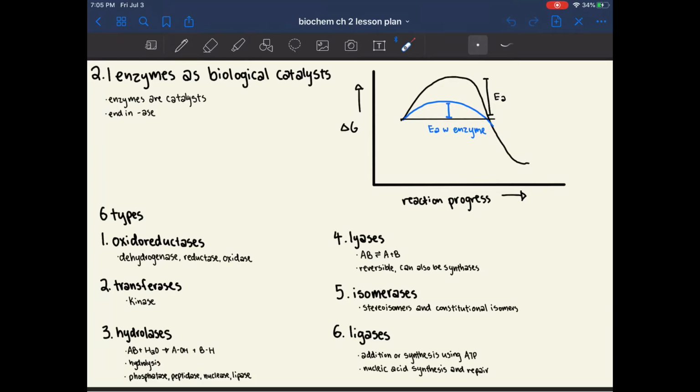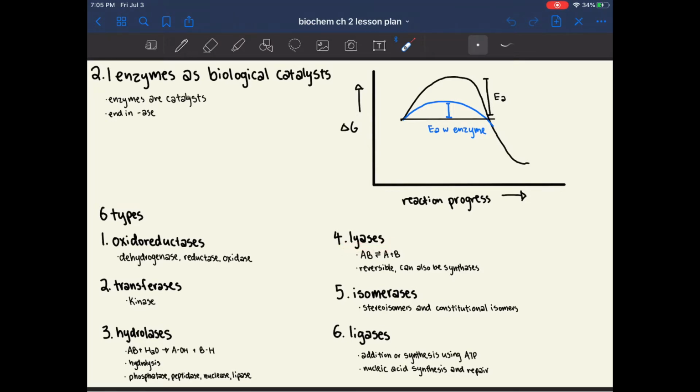Last lecture, we learned about peptide bonds, and when you form a peptide bond, you release a molecule of water, and in order to hydrolyze a peptide bond, or break the 2 amino acids apart, you have to add an OH group to one side and a hydrogen to another side. Common hydrolases are phosphatases, peptidases, nucleases, and lipases.